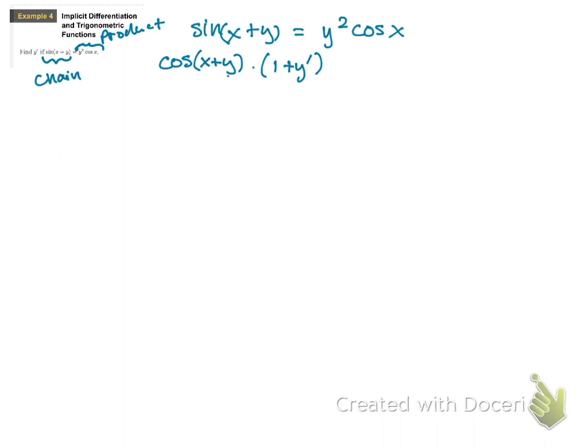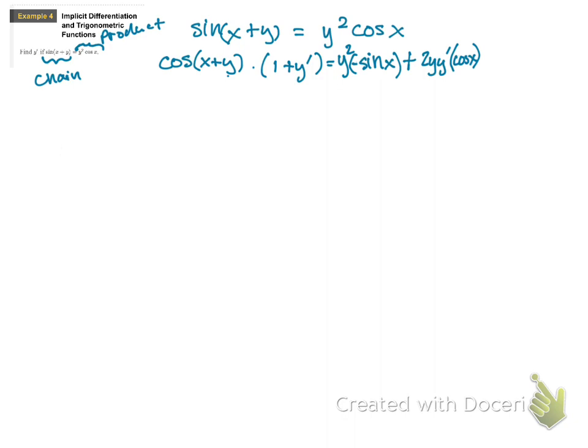Everybody okay with that? Equal to, and our product on this side is going to be first, y squared, times the derivative of the second, which we're going to call negative sine x. Thank goodness that's not a chain. Plus the derivative of the first, which is going to be 2y prime, times the second, cosine x. Had to squeeze it in really tiny right there.